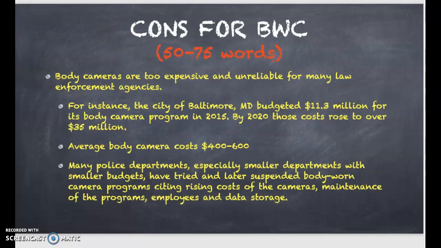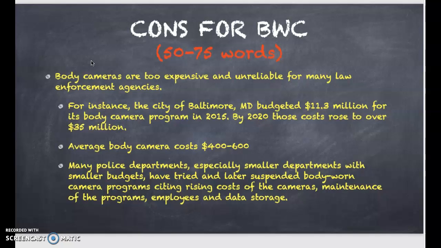So in terms of cons for body-worn cameras, again, 50 to 75 words. One of the cons associated with body-worn cameras that's often cited is they're too expensive. Maybe they're unreliable for many law enforcement agencies. For instance, the city of Baltimore, Maryland, in 2015 budgeted $11.3 million for body-worn cameras, but by 2020, those costs rose to over $35 million.